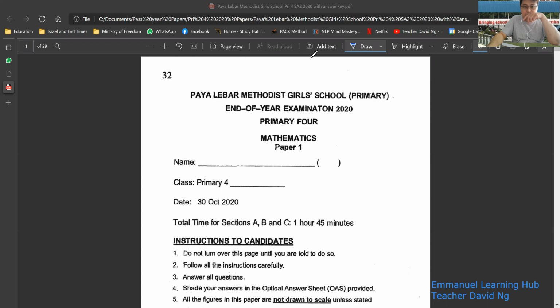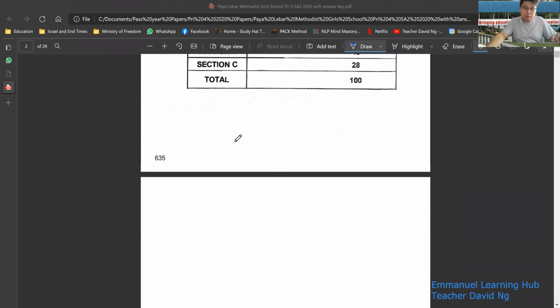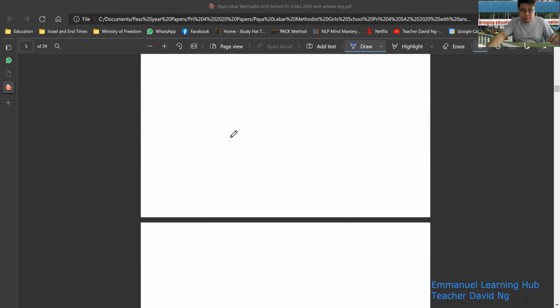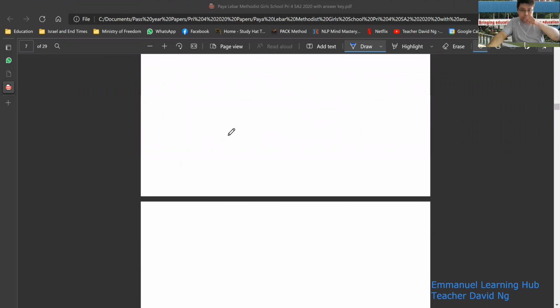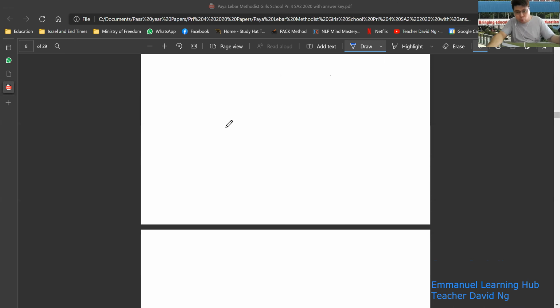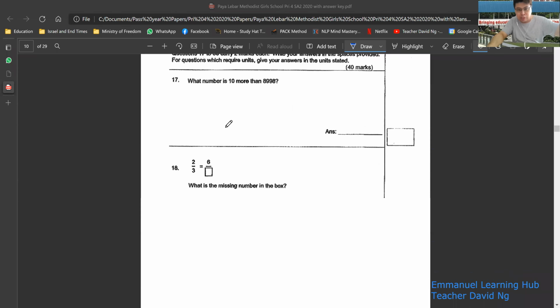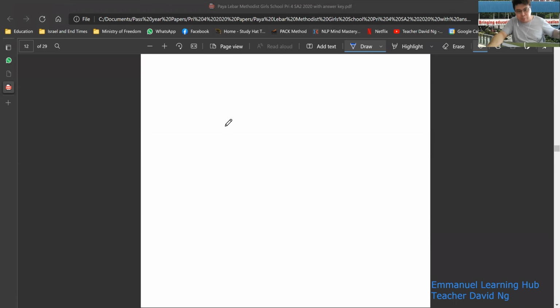Okay, in this section, I'll be going through Paya Lebar Methodist Girls' School, Primary 4, SA2, 2020 paper with my student, only for Section C questions. And I give credit to the teacher from Paya Lebar Methodist Girls' School for setting this paper.